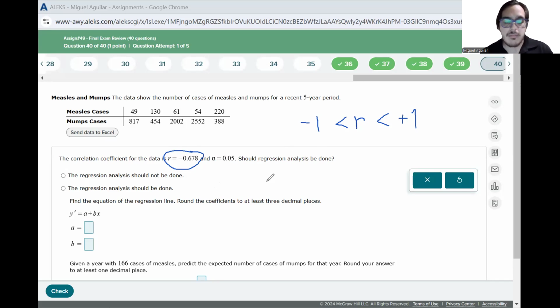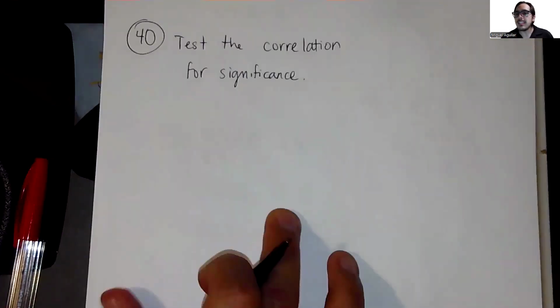What I mean by that is we need to go into our calculator and actually perform this linear regression t-test, okay? We're not really performing the linear regression because we're not going to find the linear equation that describes the data. But what we're going to do is test the correlation coefficient for significance, to see if it's even worth conducting that linear regression analysis, okay? So what we need to do here is test the correlation coefficient.